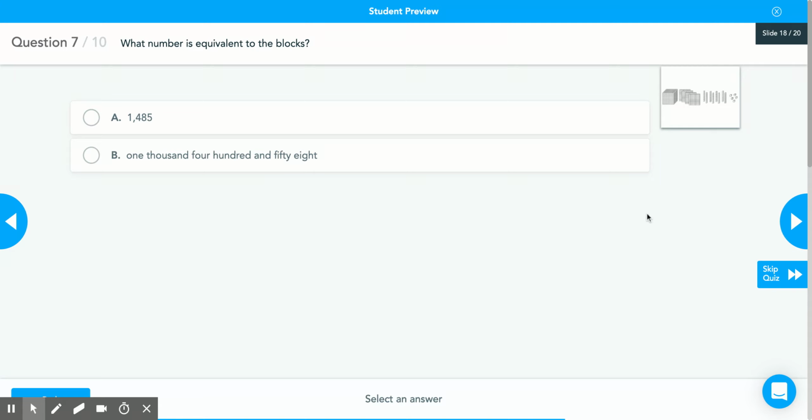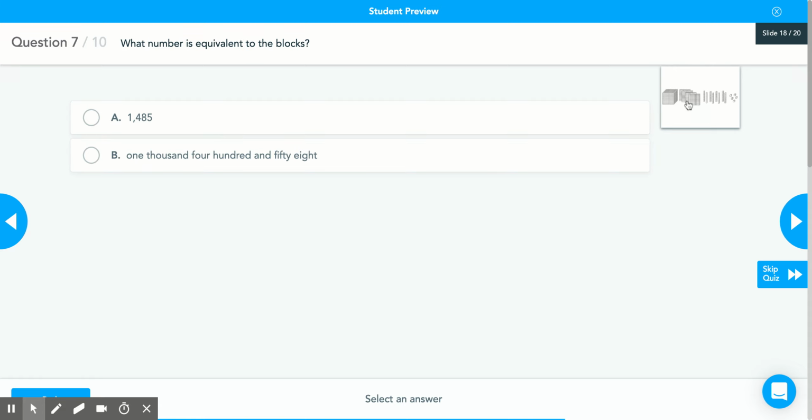Next, we have what number is equivalent to the blocks. So we start with the 1,000. There's one 1,000 block in this picture. So we look at the two answers. In the standard form, there is a 1 in the thousands place, which means A is still correct. And in the written form, it is written out as 1,000, which is also correct.